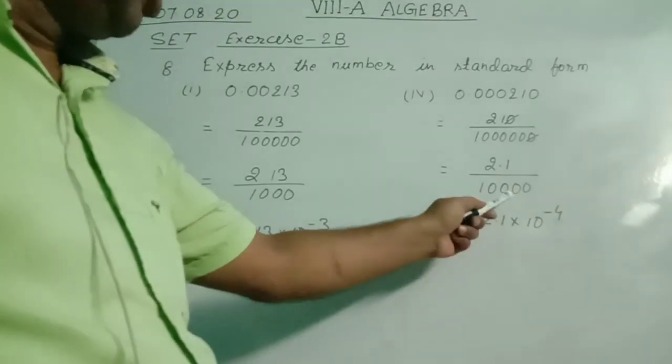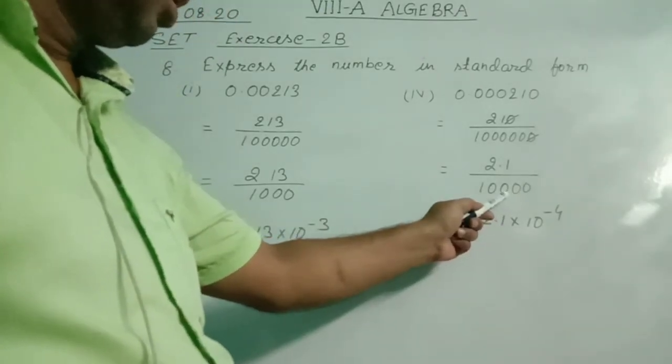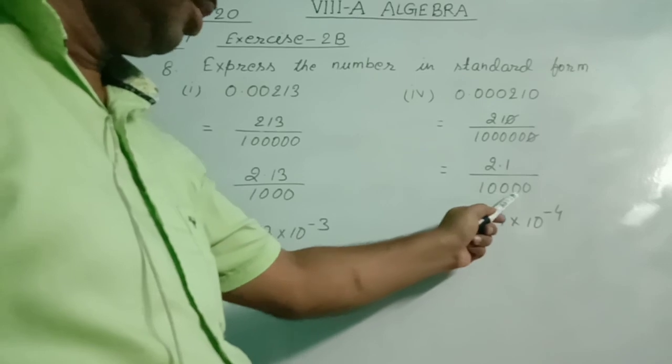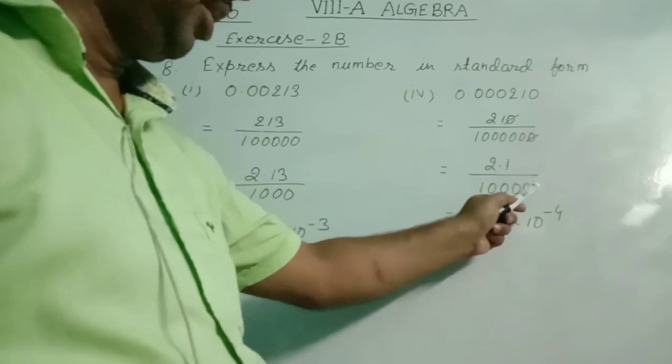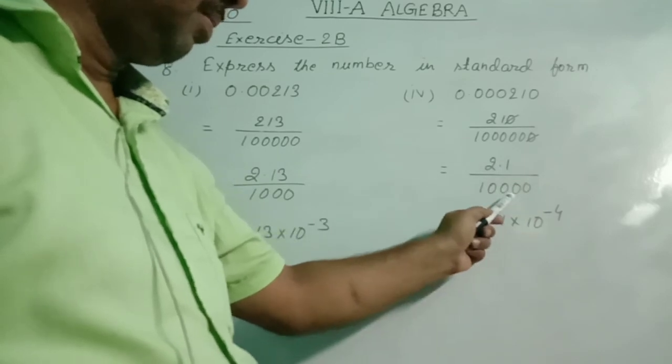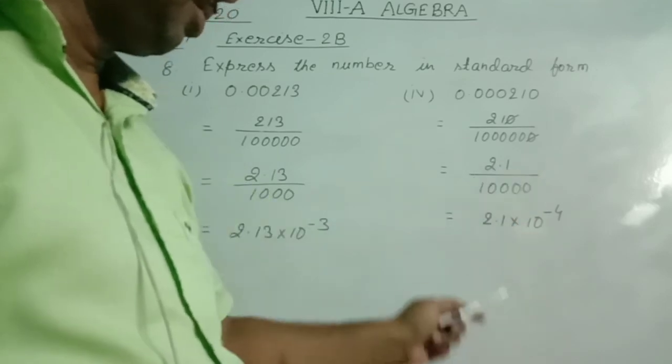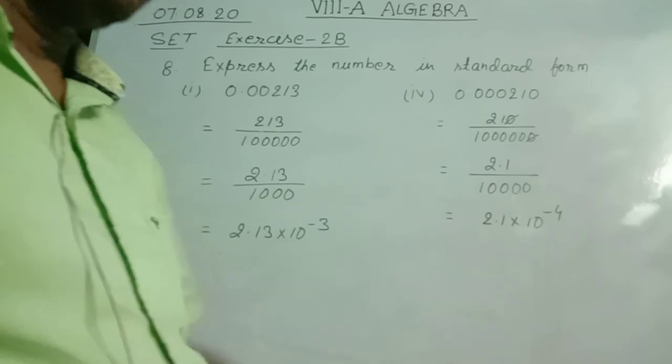We'll write in the exponential form. This will be 10 to the power minus 4 because it is going up, so the index will be negative. How much? 10 to the power minus 4. So the answer became 2.1 × 10^-4.